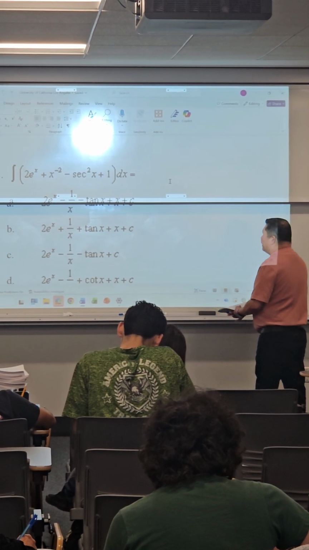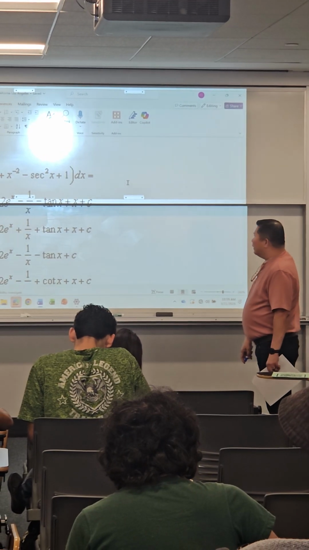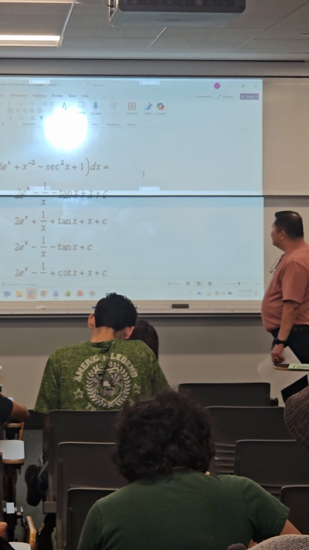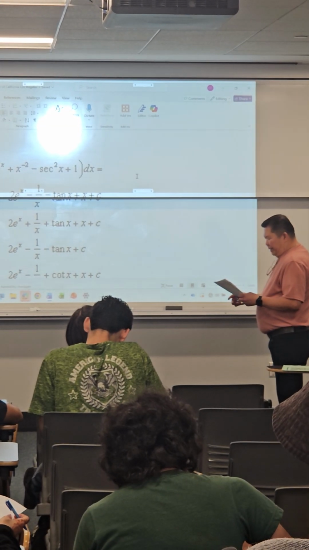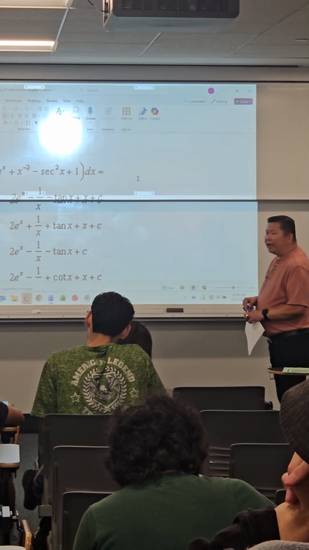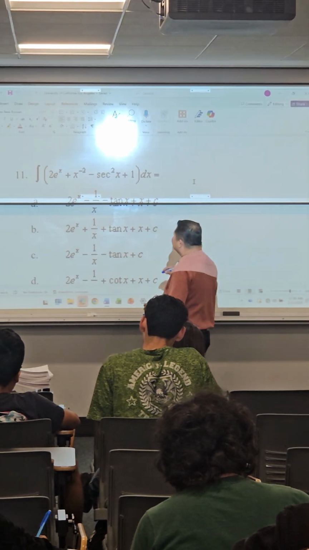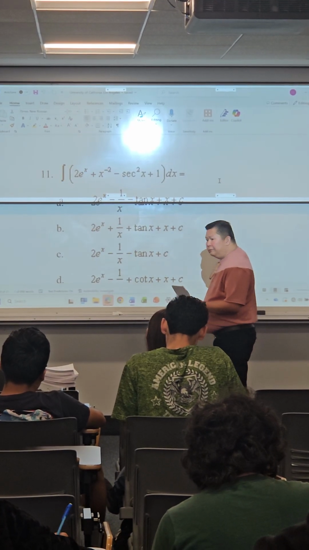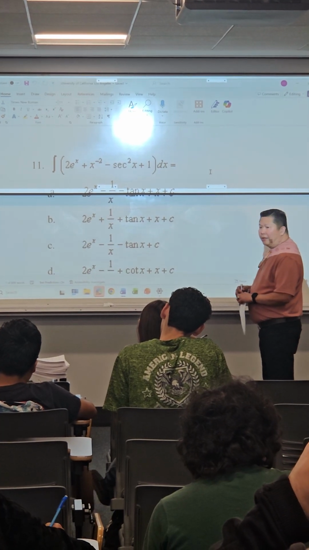So the problem is the antiderivative of 2e to the power of x plus x to the power of negative 2 minus secant square x plus 1. Okay, but in this case, we're going to rewrite first. We are rewriting. What to rewrite? Well, it's okay. We can take the antiderivative right away.